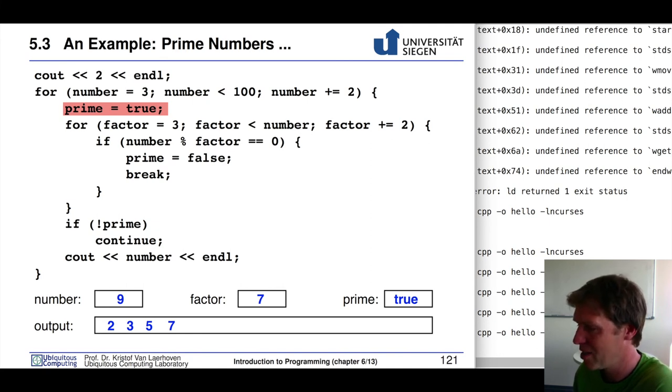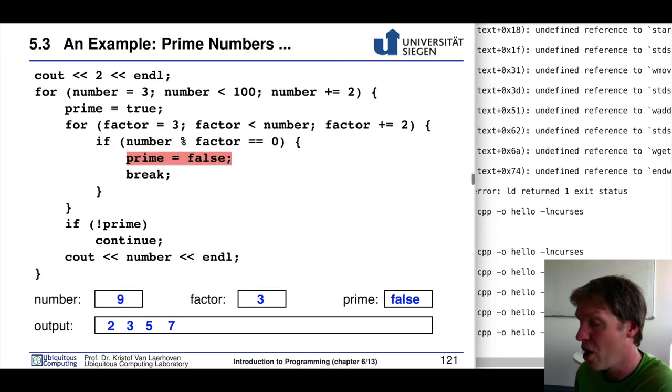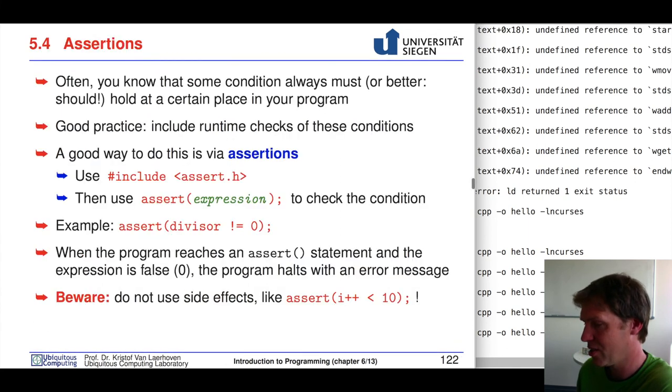So let's see what happens here. We set prime to true, the factor to 3. In this case, 3 is smaller than 9. And then if 9 divided by 3 has a remainder of 0, which in this case is the case, we go in this if statement, we set prime to false, and then break the entire for loop. So we continue then to the if statement, and in this case prime is false, so not false is true, so we continue, and we don't print this number in this case. And so on.